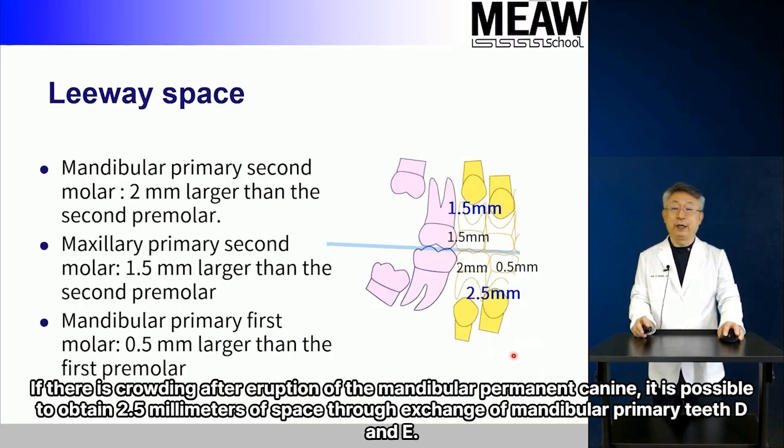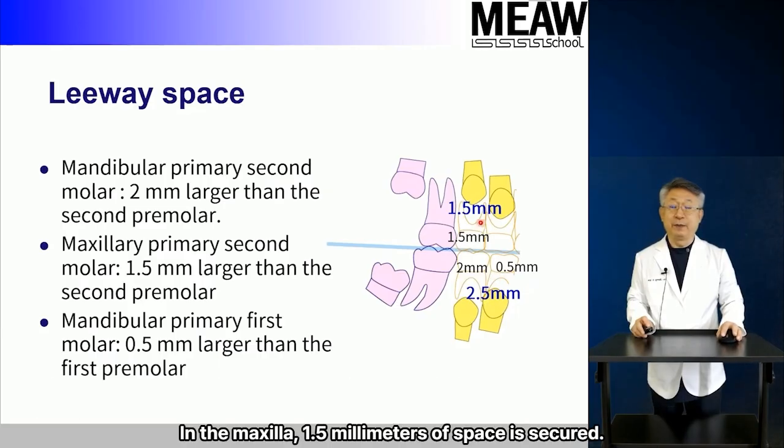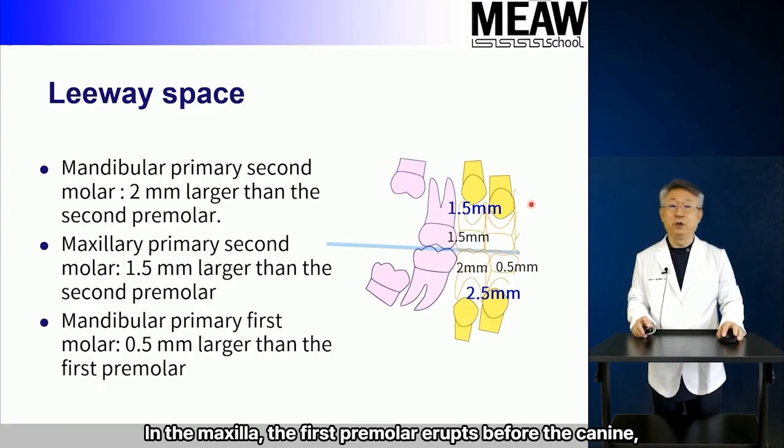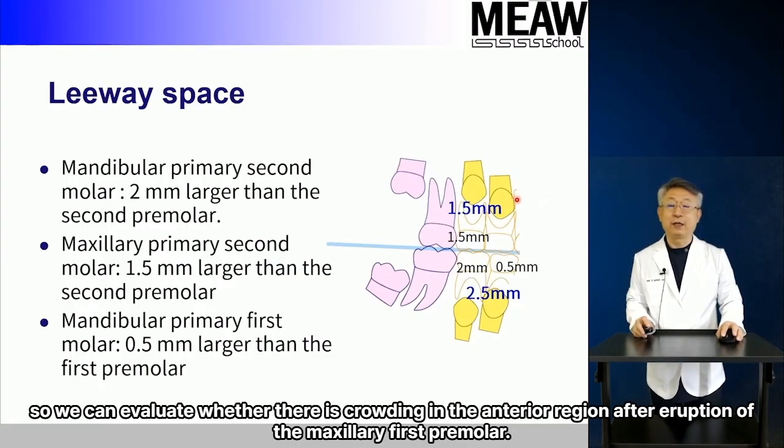If there is crowding after eruption of the mandibular permanent canine, it is possible to obtain 2.5 millimeters of space through exchange of mandibular primary teeth D and E. In the maxilla, 1.5 millimeters of space is secured. In the maxilla, the first premolar erupts before the canine. So we can evaluate whether there is crowding in the anterior region after eruption of the maxillary first premolar.